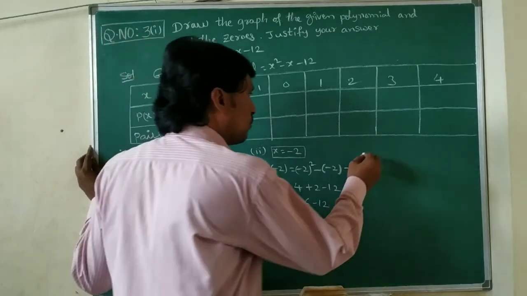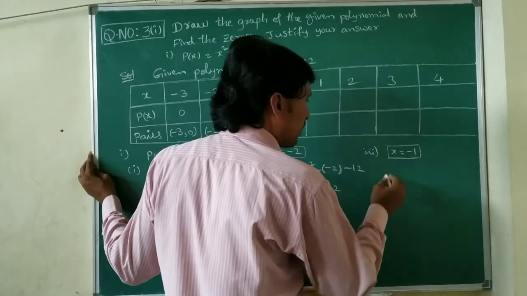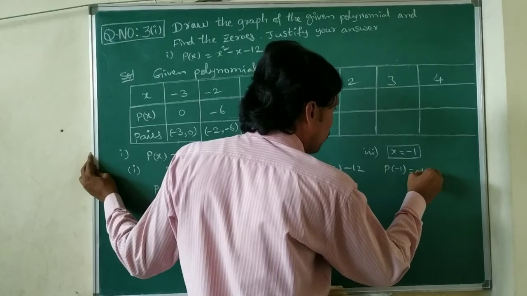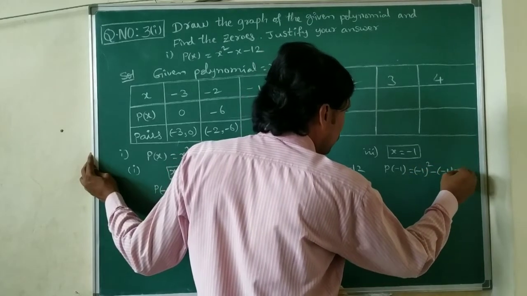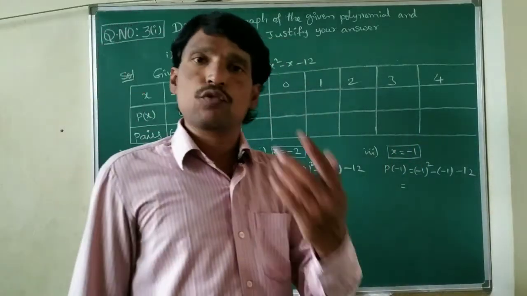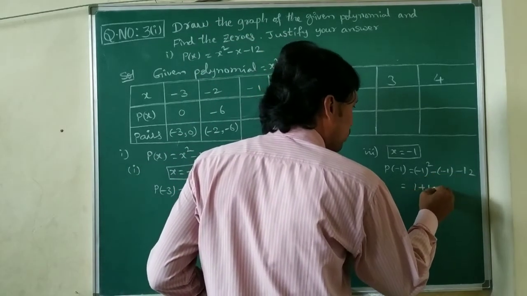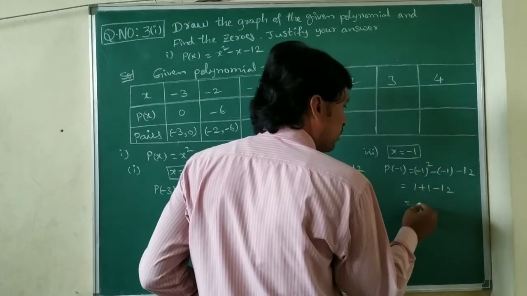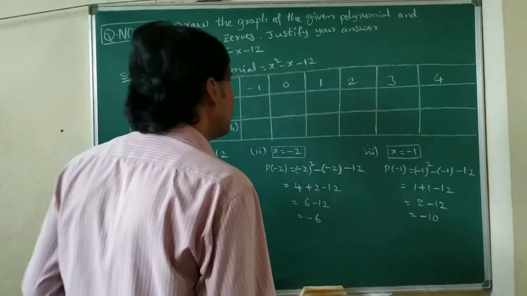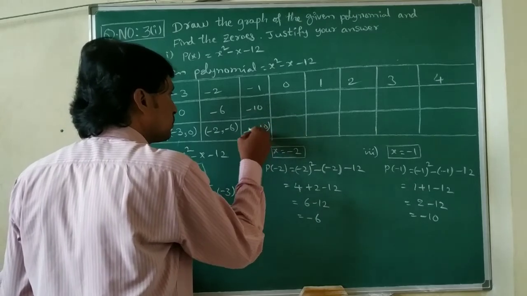Next, here third one, x equal to minus 1 you can take. So x equal to minus 1 means we can get p of minus 1 equal minus 1 whole square minus of minus 1 minus 12. Minus 1 whole square means minus 1 into minus 1, that is 1. Minus of minus, minus into minus, that is plus 1, minus 12 as it is. So 1 plus 1, that is 2, minus 12. So 2 minus 12, we are getting minus 10. So what is the pair here? Minus 1 comma minus 10.